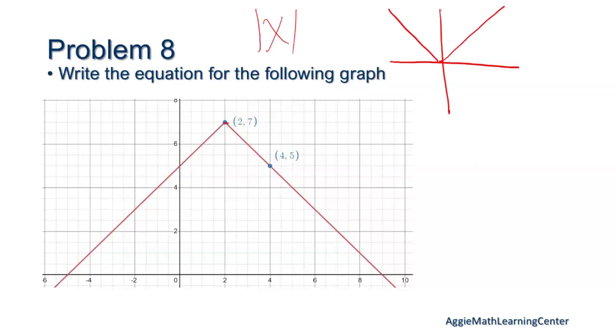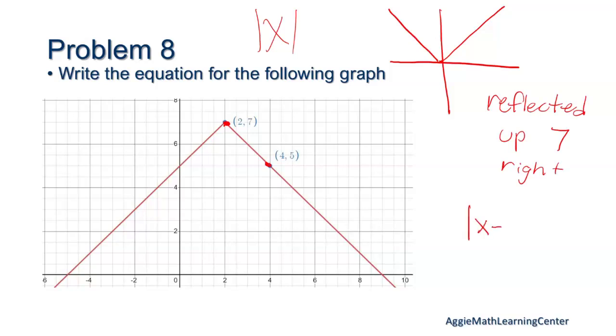What did we change in this one? Well, it's reflected, and it's up 7, and then I guess it would be negative 4. Wait, sorry, I'm confusing. Yeah, up 7, negative 2. Yeah, there you go. That's good. It goes right 2, which you're absolutely right would be a negative 2 inside. So we have our x minus 2, which is this right 2. And then up 7, we do plus 7.